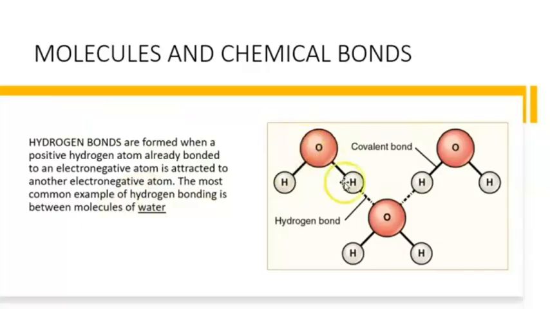So how many molecules of water do you have? 1, 2, 3. What forms water? A covalent bond. But in between, you see here this dotted line? This dotted line is showing you the hydrogen bond, which is formed in between two molecules of water, because the molecule of water itself is formed by the covalent bond.